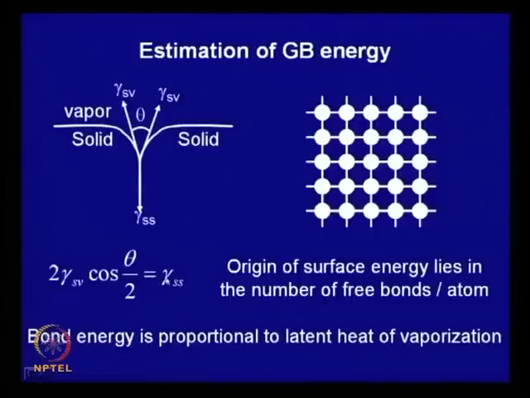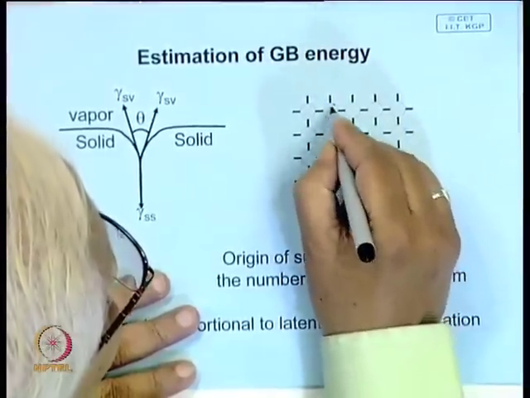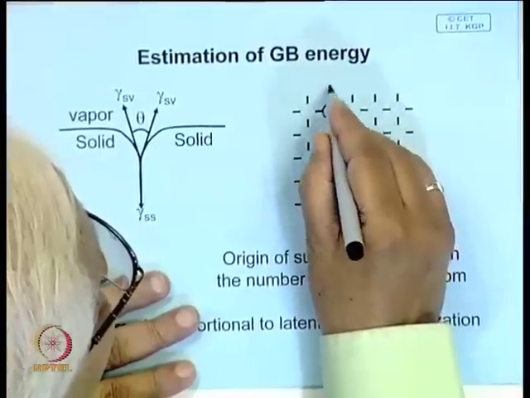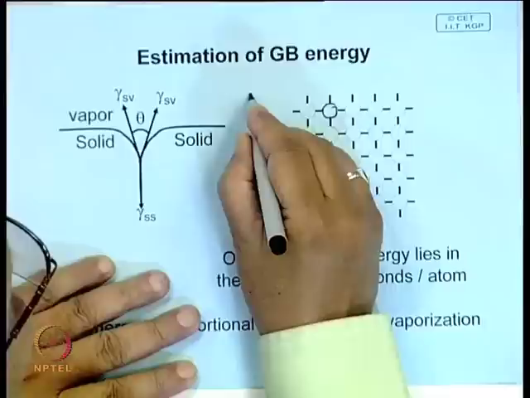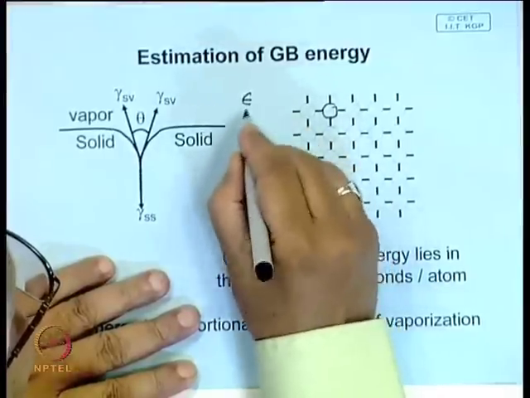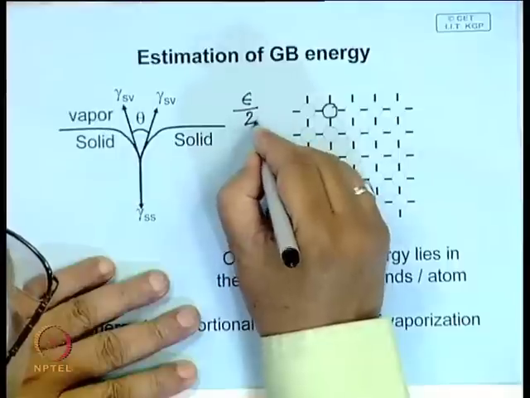And in reality it is possible to calculate this also. It is possible to calculate it from a simple concept that on the free surface some of the bonds are missing. Here, every atom has 4 bonds, so this atom near the surface has one bond missing. That means if we say the bond energy is epsilon, then the missing energy per atom is epsilon by 2.